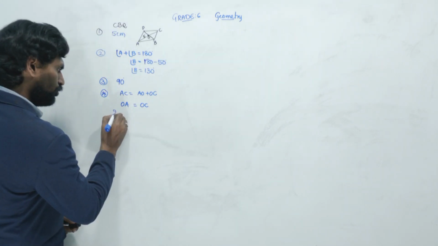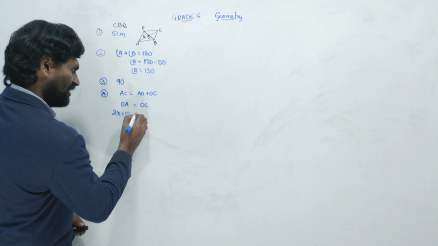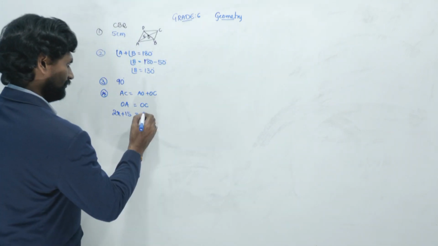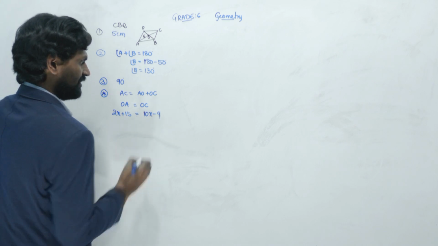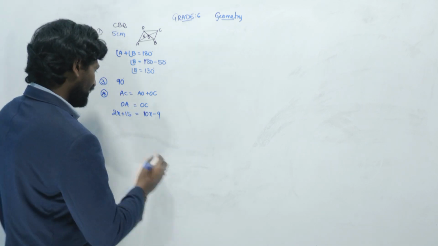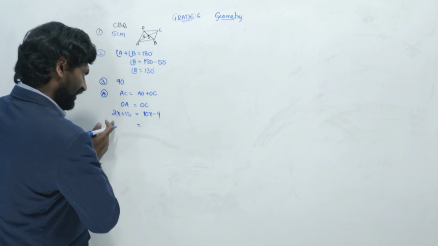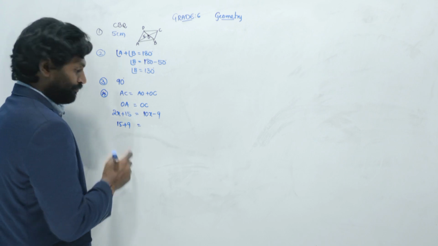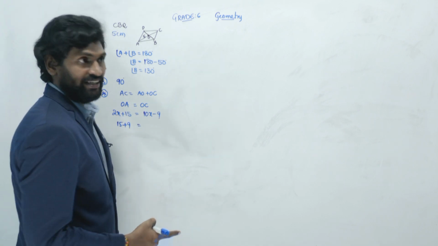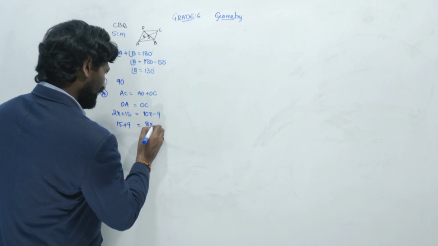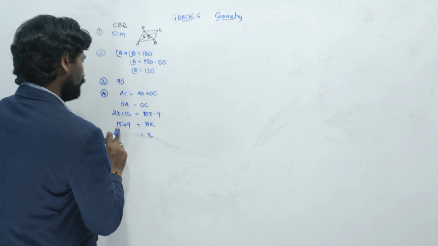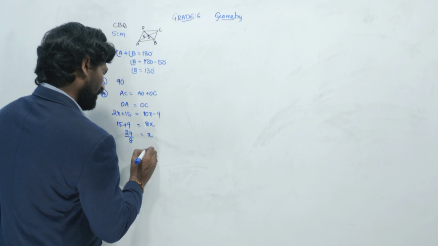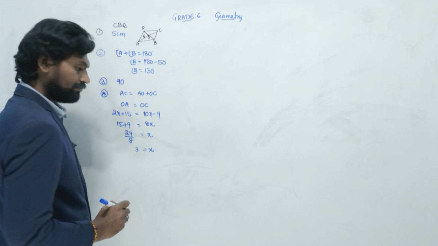So AO value is 2x plus 15 and OC value is 10x minus 9. Bring all the variables to one side, numericals to one side. Minus 9 transposes to the other side as plus 9, so it is 15 plus 9. 2x transposes as minus 2x. 10x minus 2x is 8x. So x equals 15 plus 9, which is 24, and 24 by 8 is 3.